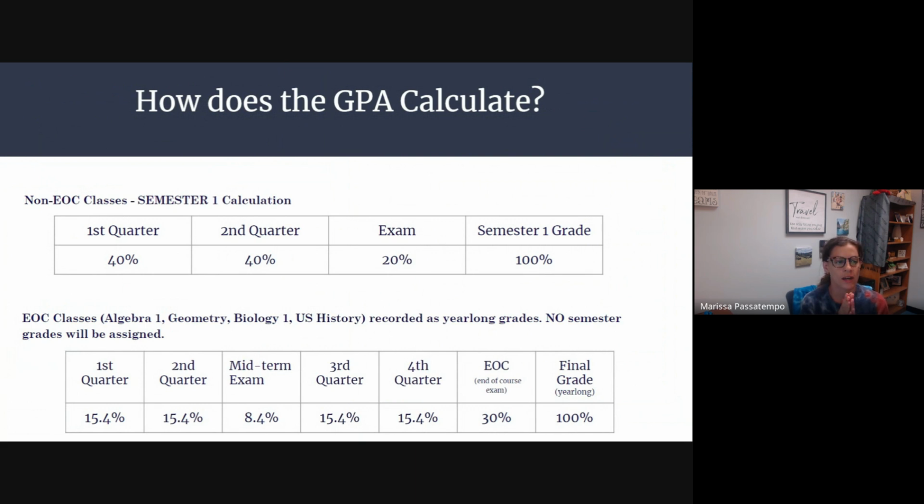Non-EOC classes, when it comes to that first semester, those grades will not be calculated until the end of the year. You need to have a final grade for that whole entire class at the end of the year.